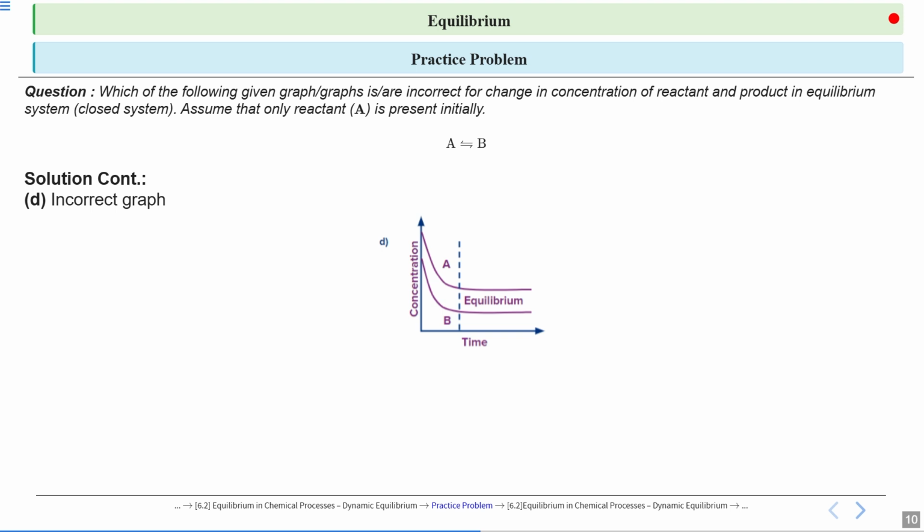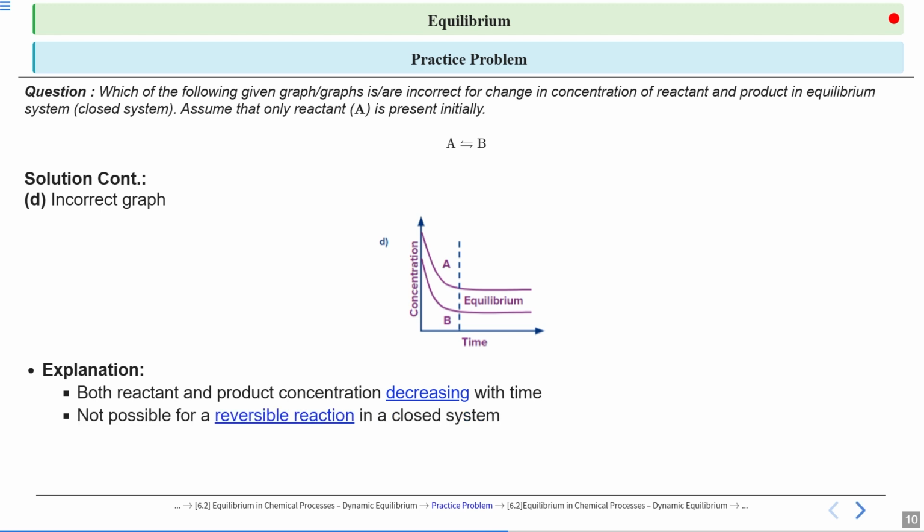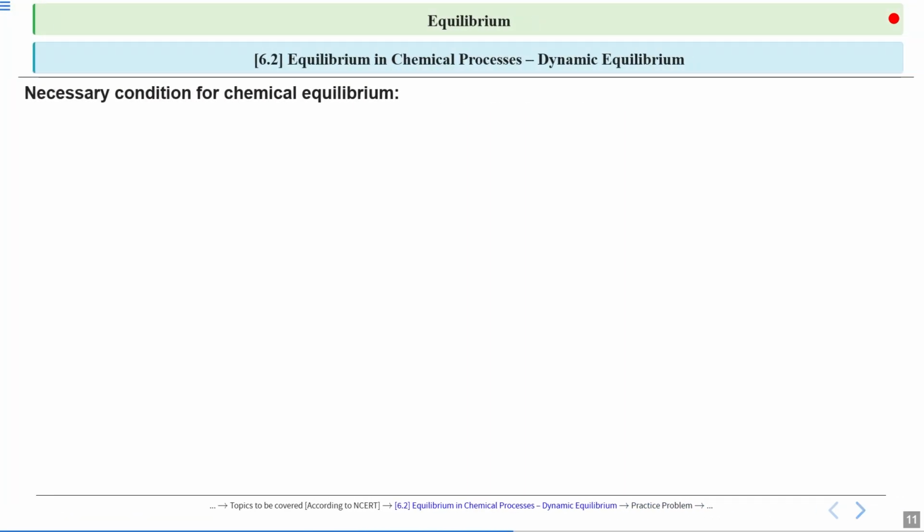So we can say that since both the concentrations of reactants and products are decreasing with time, a reversible reaction is not possible here. Therefore, this is an impossible graph. Next is, what are the necessary conditions for chemical equilibrium?